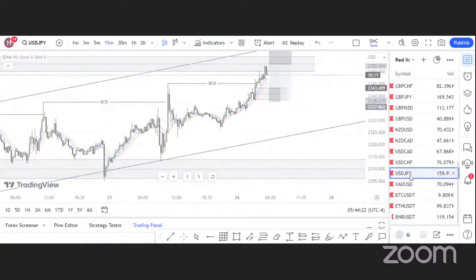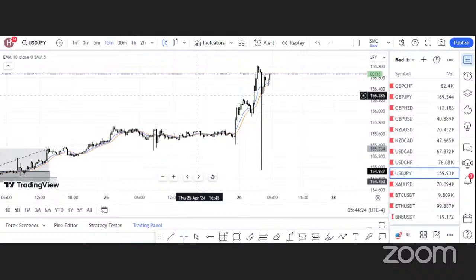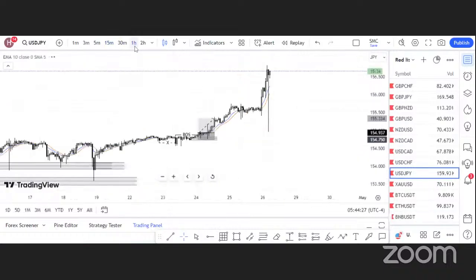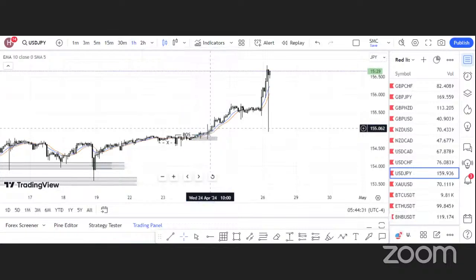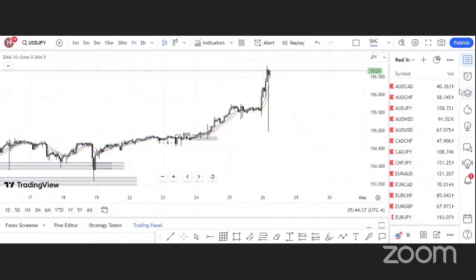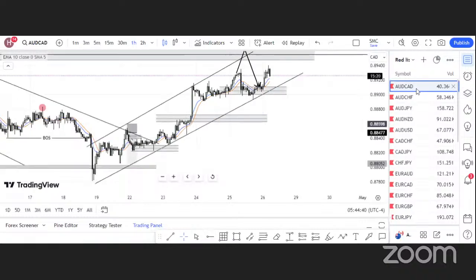So let's just make analysis from our other forex instruments. All right, let's start with this AUDCAD.